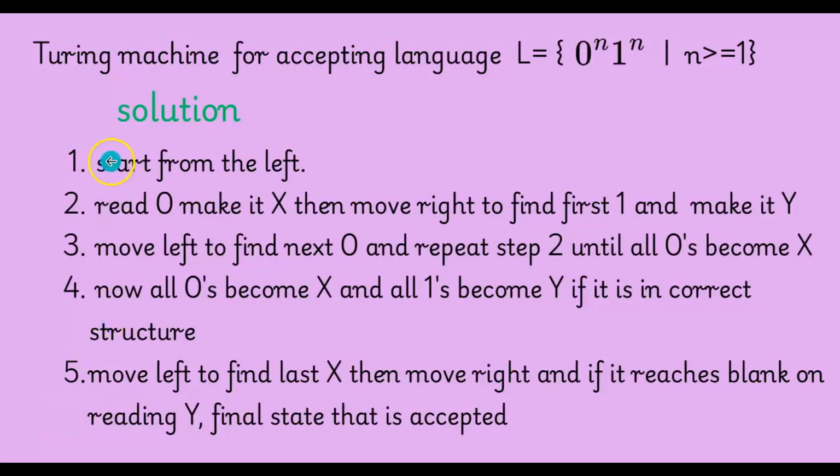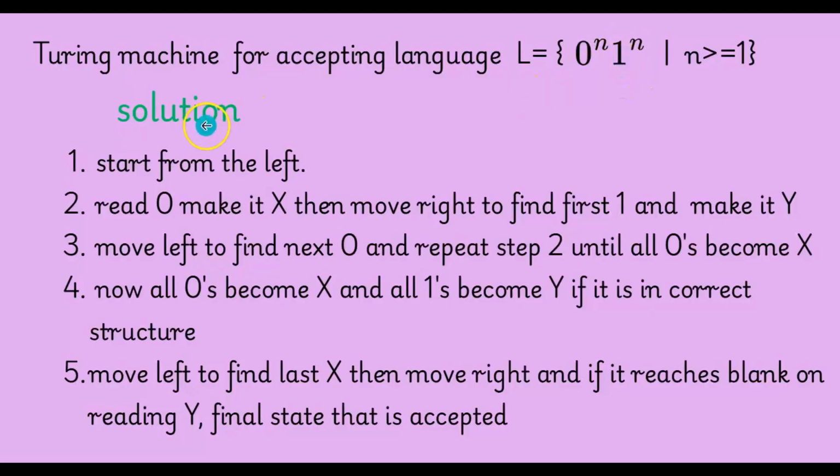Let us design a Turing machine for accepting the language L = 0^n 1^n, where n is greater than or equal to 1. That means n number of zeros followed by n number of ones, that is, an equal number of zeros followed by an equal number of ones.